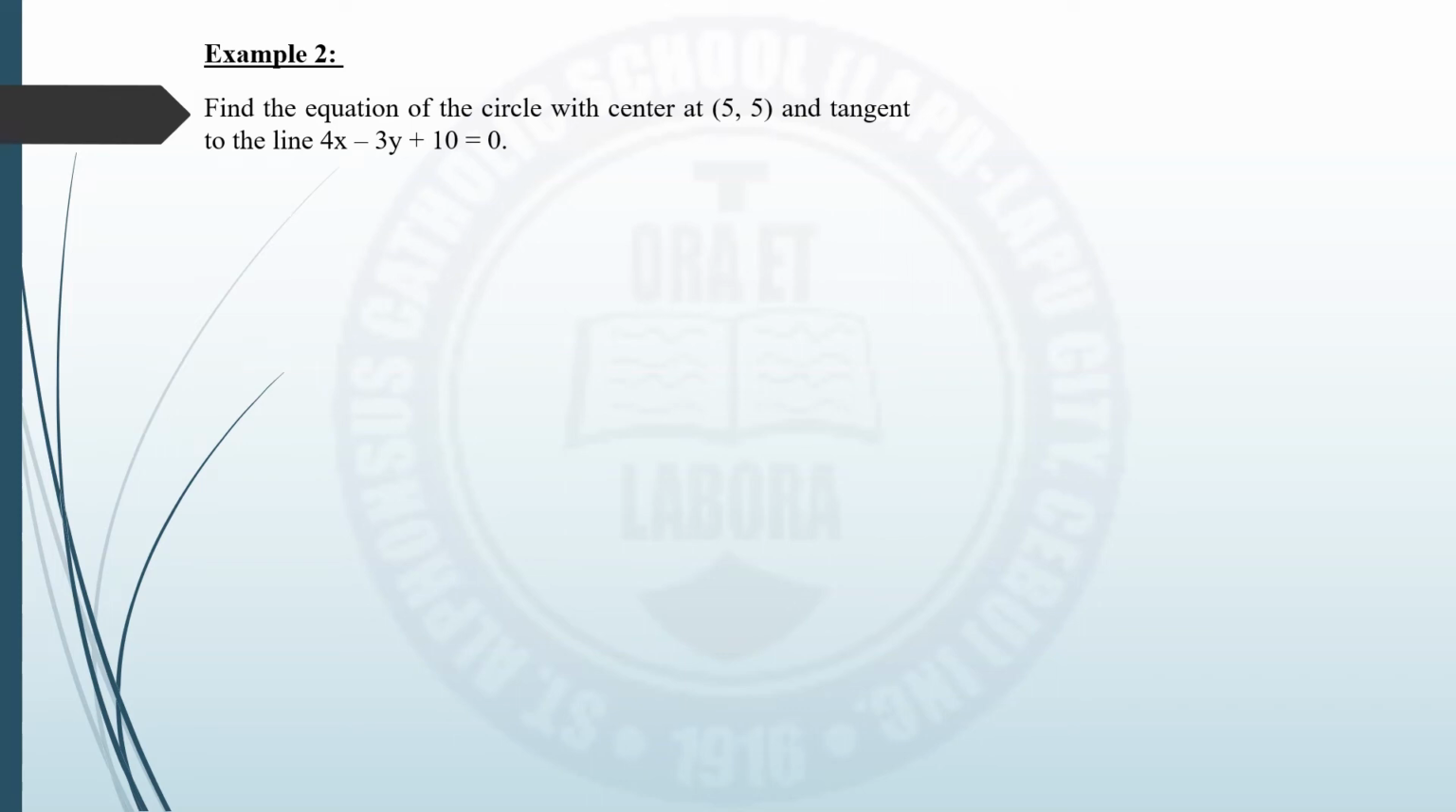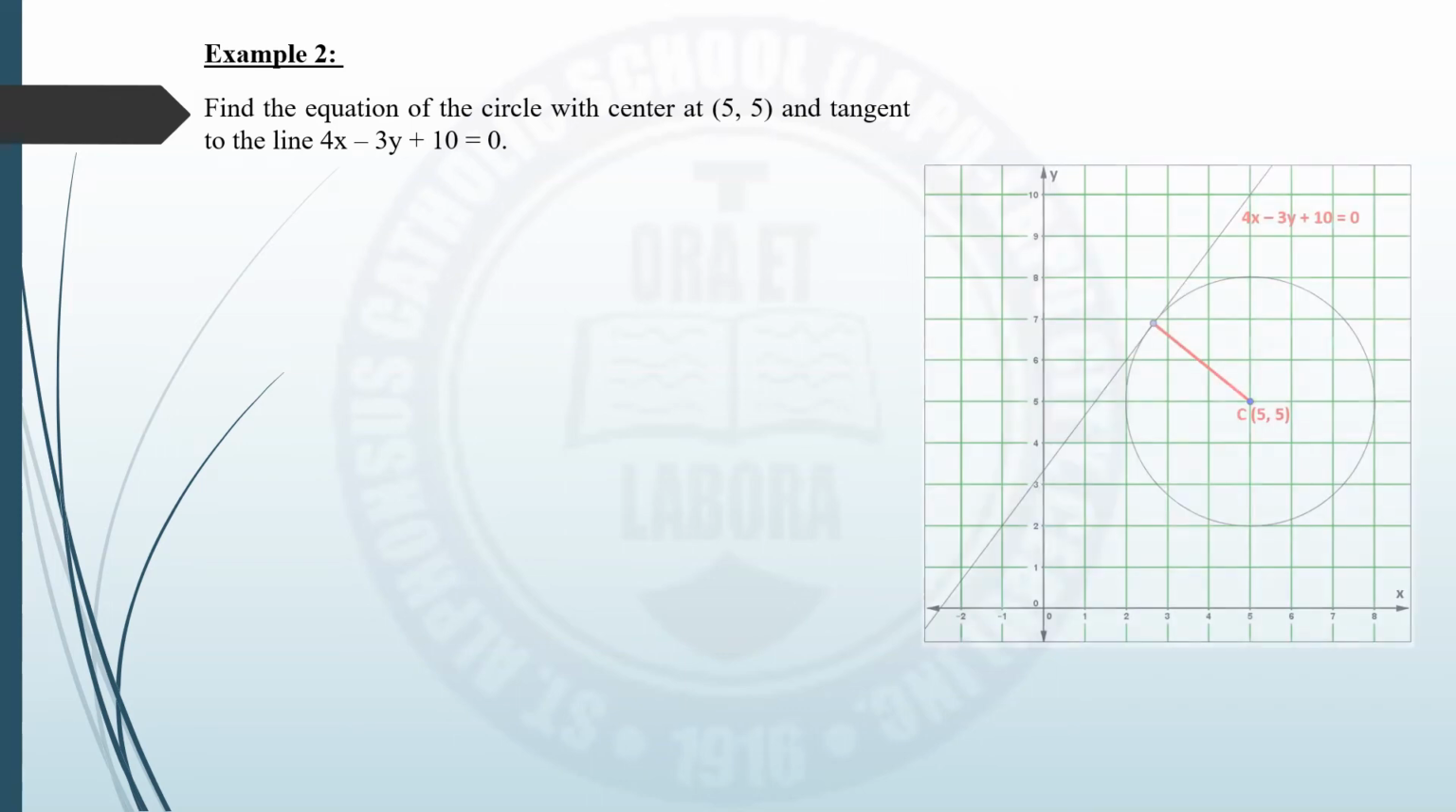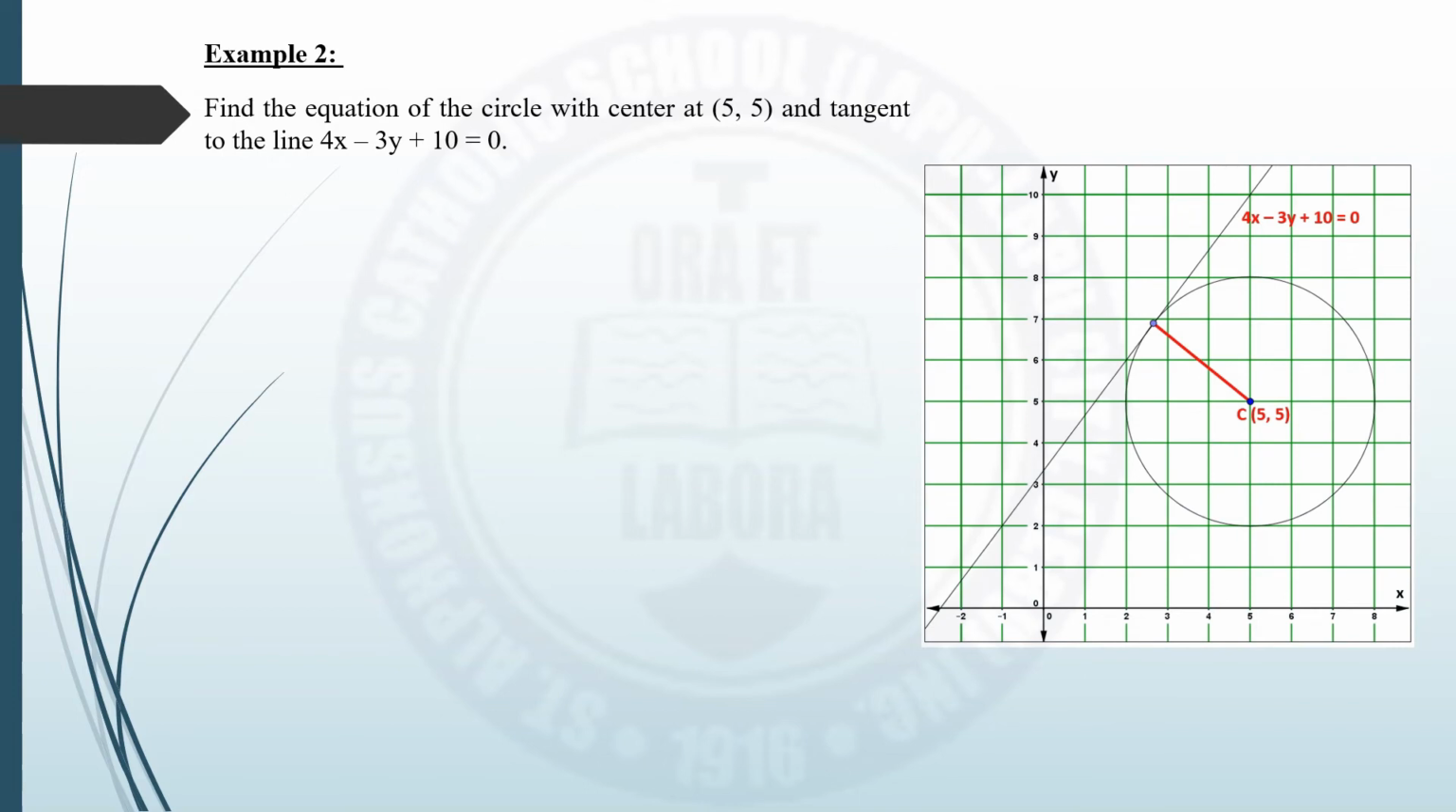For example number 2, find the equation of the circle with center at (5, 5) and tangent to the line 4x minus 3y plus 10 equals 0. So, the given is the equation of the line, which is 4x minus 3y plus 10 equals 0. Again, we have to transform this equation of the line into its standard form.